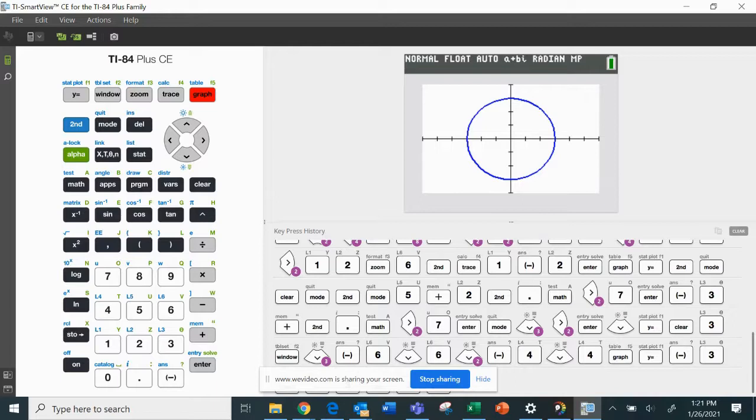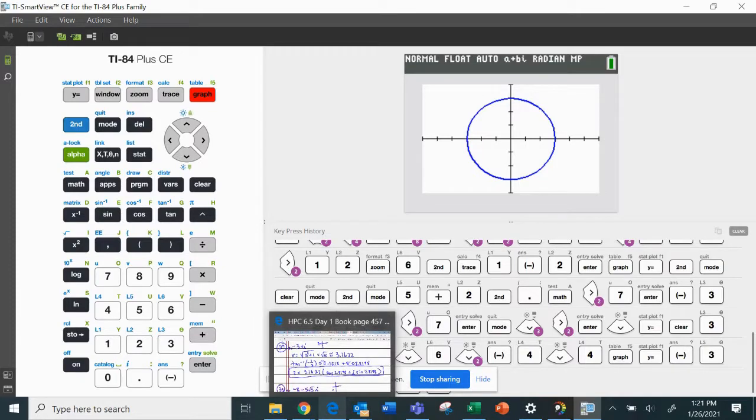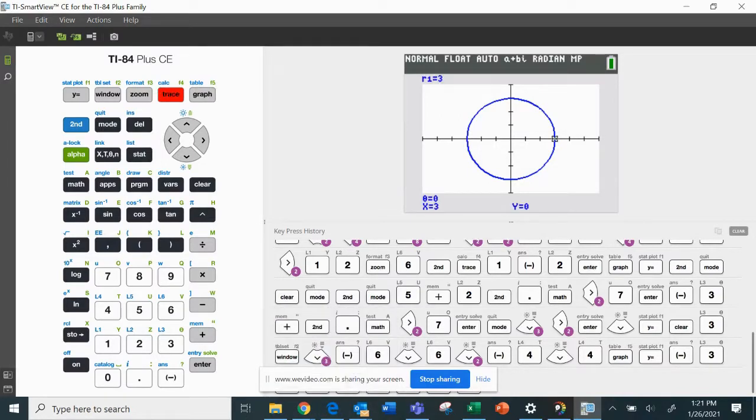Before we go on, it also says use trace to see if we can find the ordered pair 3, 5 pi over 4. So if you hit trace, see if you can move that little bug around until you can find 3, 5 pi over 4. Which quadrant should it be in? 5 pi over 4. Which quadrant? Louder. Third. Okay.